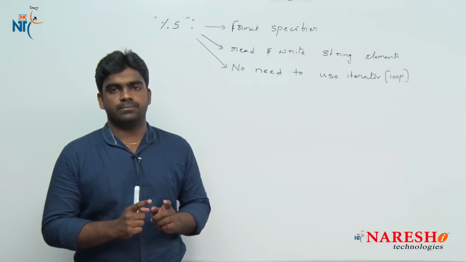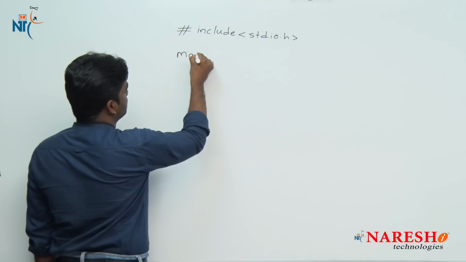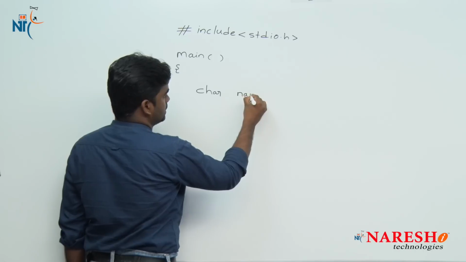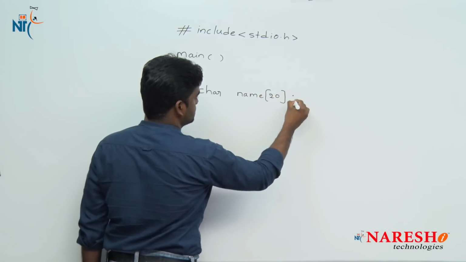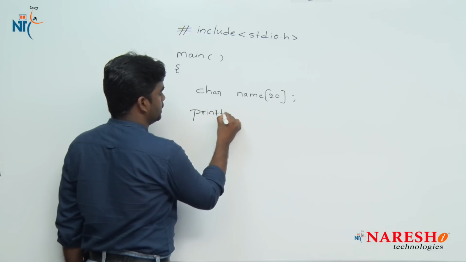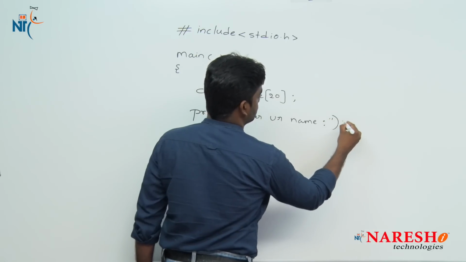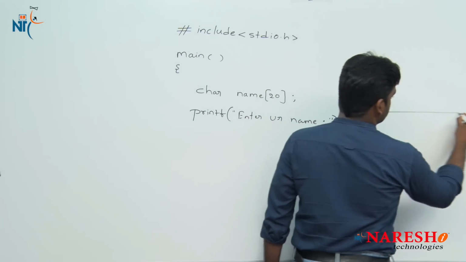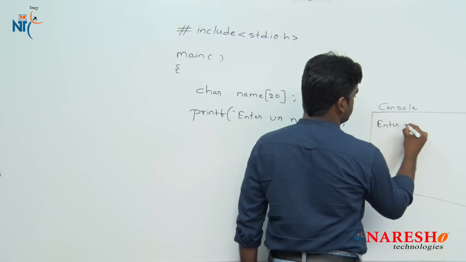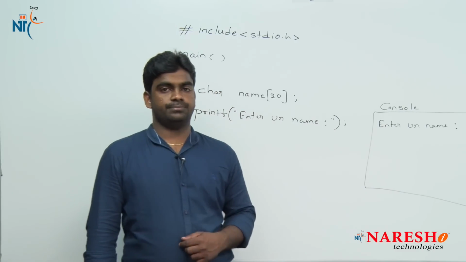One example. Writing the program: #include <stdio.h>, and here is the main method. In the main method I am declaring one character array, only the declaration, giving just the variable name, with size 20. Now I am printing a message, "Enter your name". On the console, on the black screen, it will print the same message you have written in the printf function.